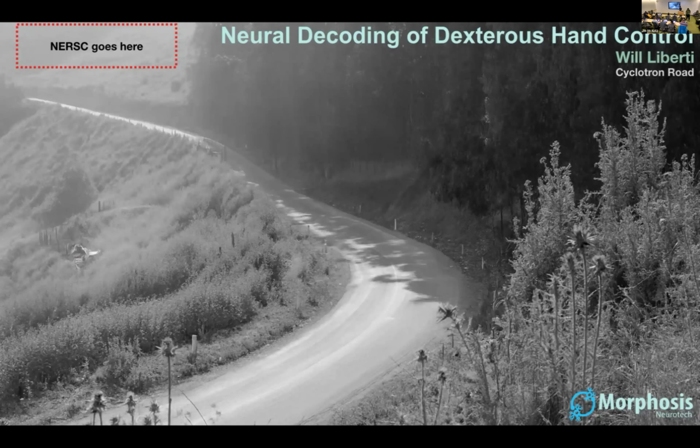Should I start? Thanks, everybody. My name is Will Liberti. I'm really excited to be here. I'm a neuroscientist and engineer. And also, I am part of the, I think, 1% of NERSC allocation that goes to small business. So I'm actually part of the Lab Embedded Entrepreneurship Program. It's called Cyclotron Road. This is actually an image of Cyclotron Road from the 50s, and NERSC would go up here. So NERSC hasn't been built yet.